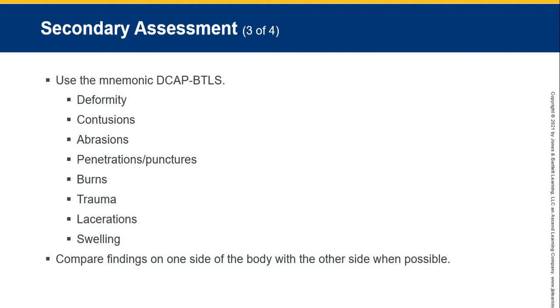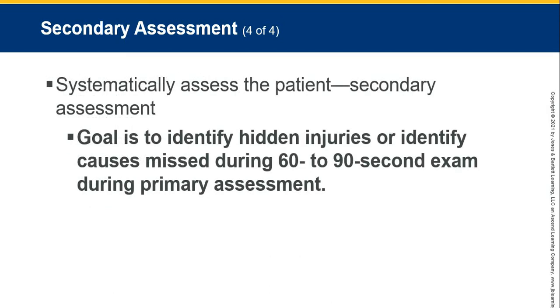Now, what you're going to want to do most of the time here is compare one side of the body to the other. You can think of things like hip fractures. One of the patient's legs is going to be shorter than the other, but you're only going to know that it's actually shorter if you compare it to the good leg. Your basic goal is to find whatever you may have missed or didn't see because you were focusing on things like ABCs in your primary assessment, or things you might have missed in the quick rapid assessment, that 60 to 90-second assessment during your primary.